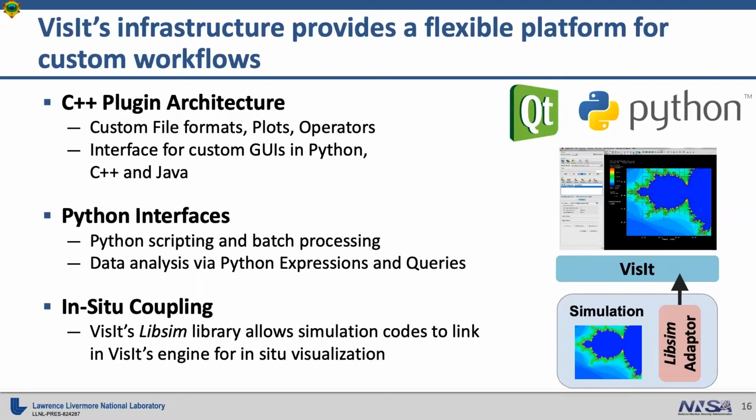For in-situ coupling, VisIt has a library called libsim. This is an in-situ capability that we've had for quite some time. We're investing now in Ascent. Ascent is our next generation capability, but libsim still exists. Libsim allows you to connect to all of what VisIt offers.